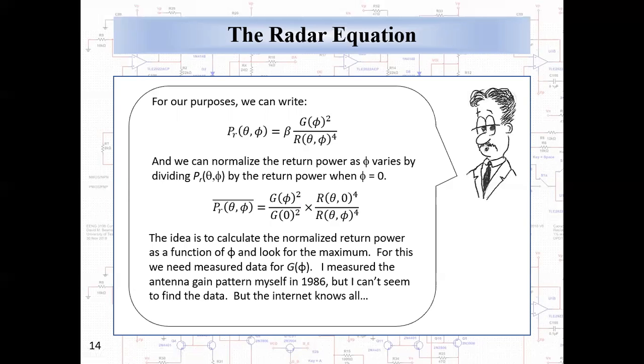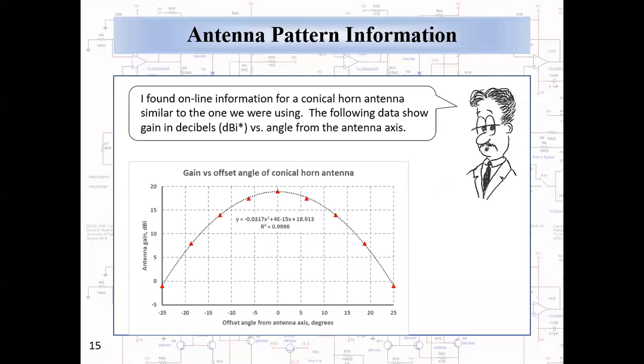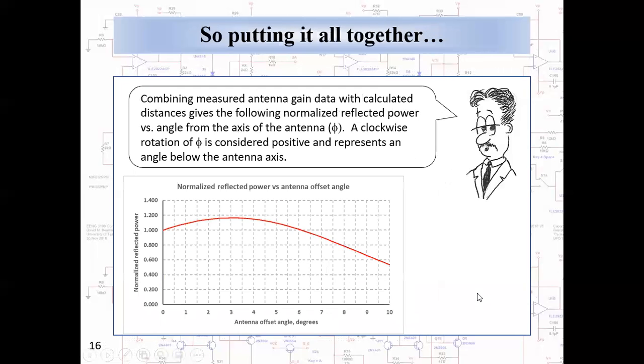I measured the antenna gain pattern myself in 1986, but I can't seem to find those data. But the internet knows all, and I found online information for a conical horn antenna that's similar to the one we were using. The following data show how gain in decibels varies with angle off the antenna centerline, or off the antenna axis. dBi here, by the way, means gain in decibels over an isotropic antenna, that is, one that radiates equally in all directions.